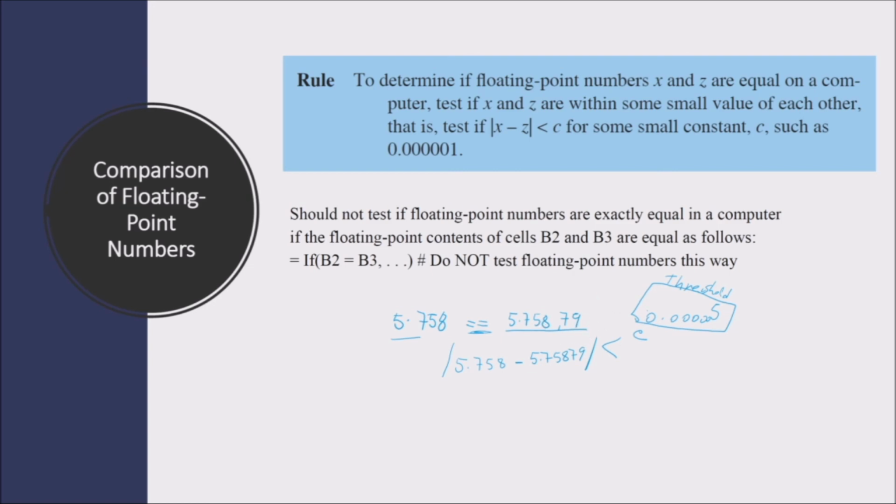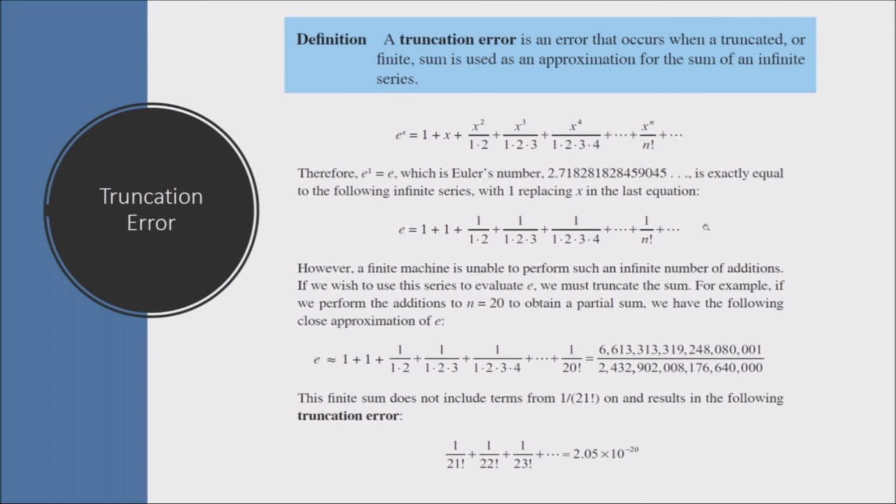Okay, all right. And then the truncation error. The truncation error is an error that occurs when a truncated or finite sum is used as an approximation of a value. For example, this is the Euler equation. I think you remember this is an irrational number, and we talked about this a little earlier in the semester. So this is e to the power of x, and this is what you get from that.